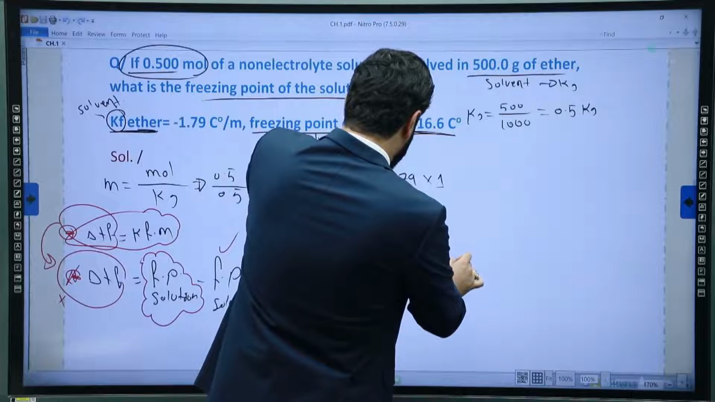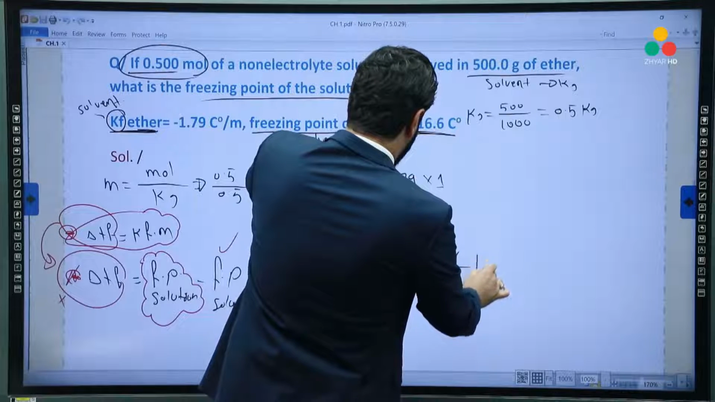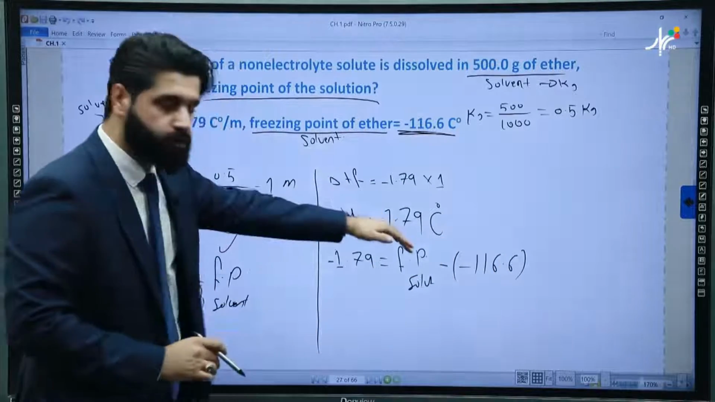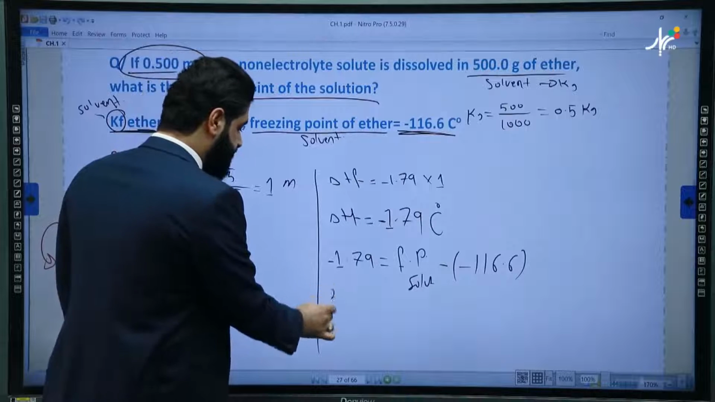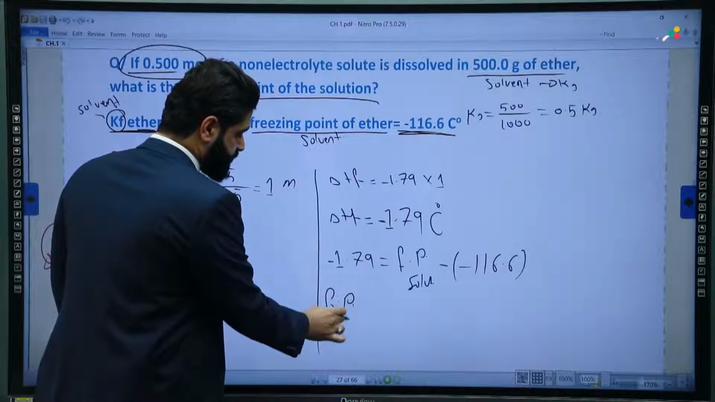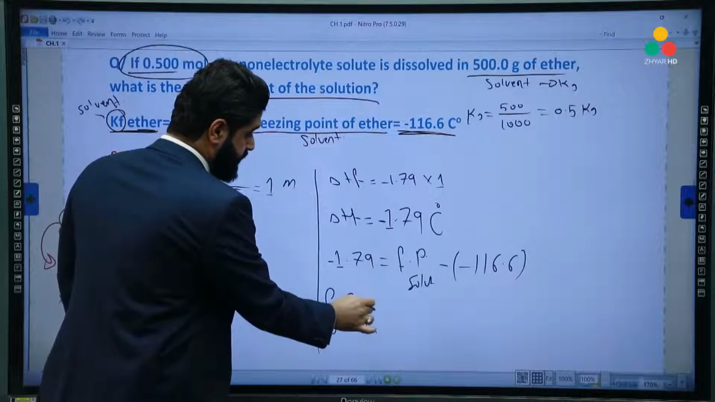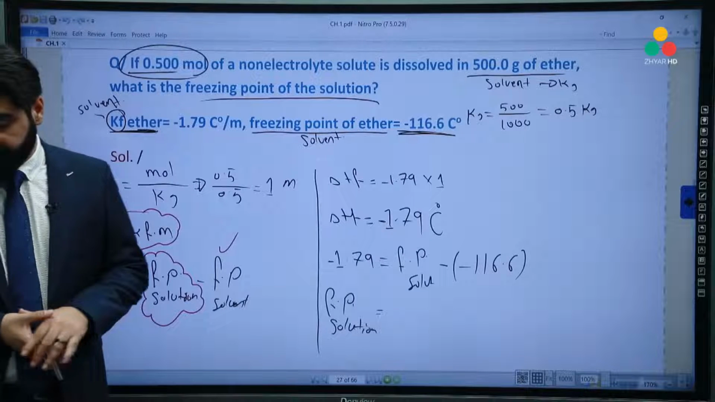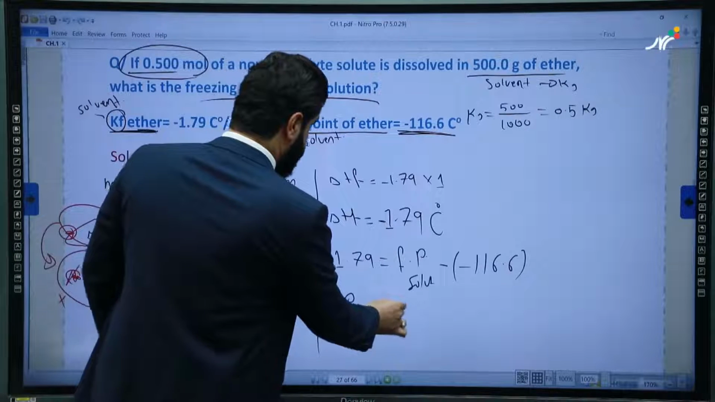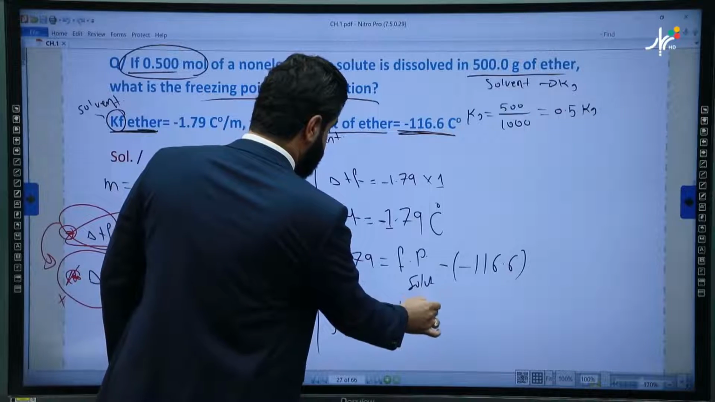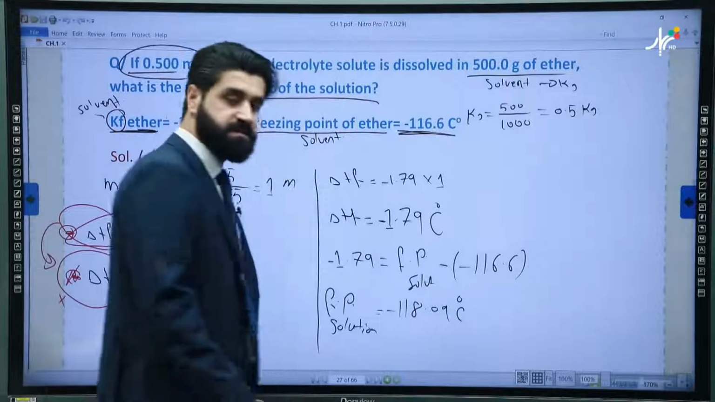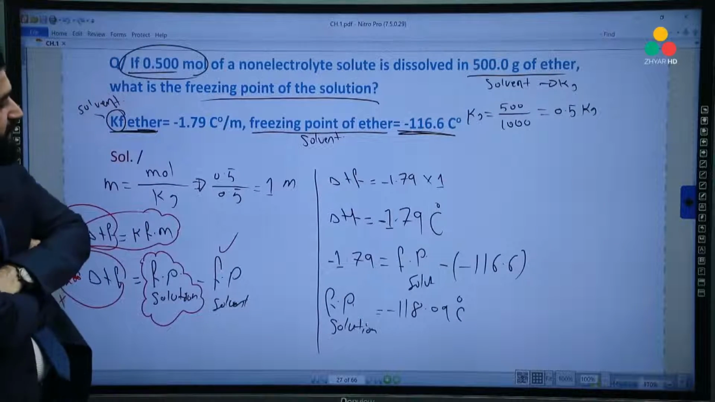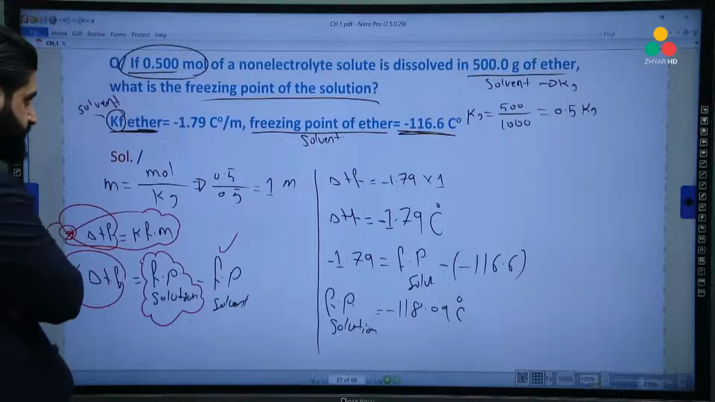minus this number, negative 116.6. So it multiplies into the inside of the bracket. So the freezing point of solution equals, just use your wonderful calculator, you can get this number, negative 118.09 Celsius. Actually, I just memorized this number because I solved this question many times, that's why I knew the result very easily and quickly.